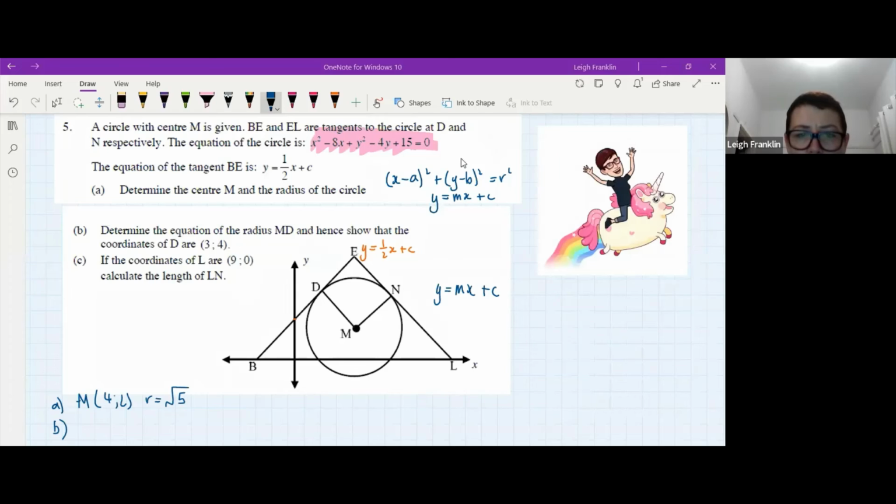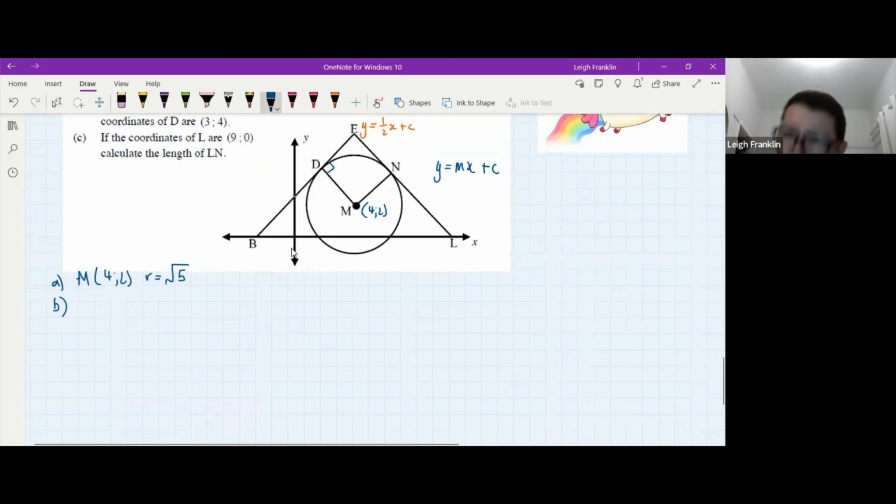We know the, I don't want to say it. I want to see if someone can come up with it on their own. We have the coordinates of M, and we have the gradient of DB, which includes D. So we have the gradient of that one, and MD and DB are perpendicular. So if you take that gradient multiplied by the gradient of MD, you get -1, and then you can find the gradient of MD, which you can sub into y = mx + c.